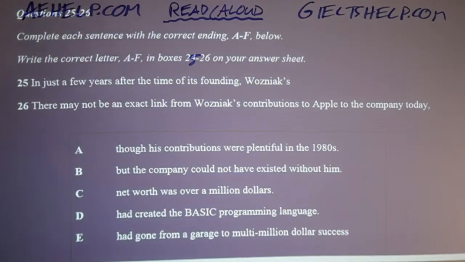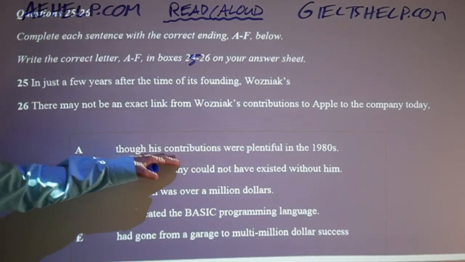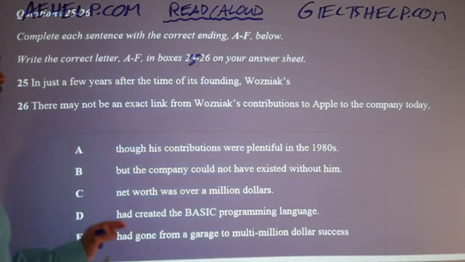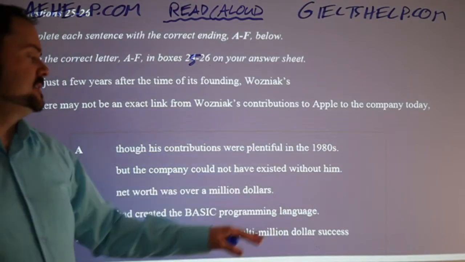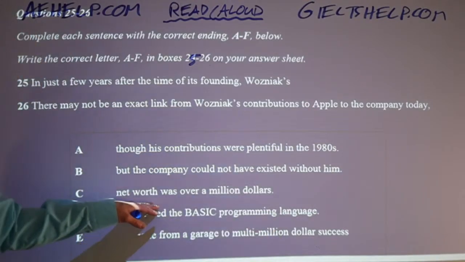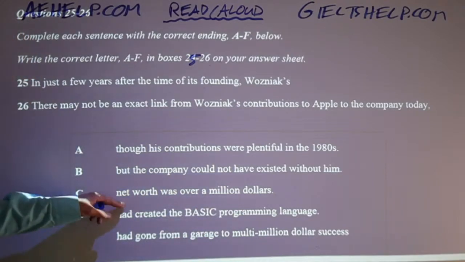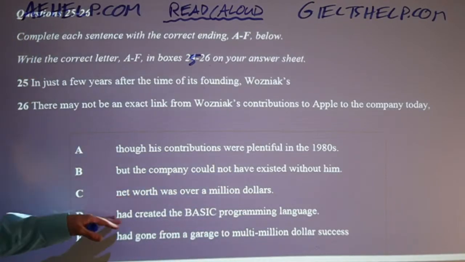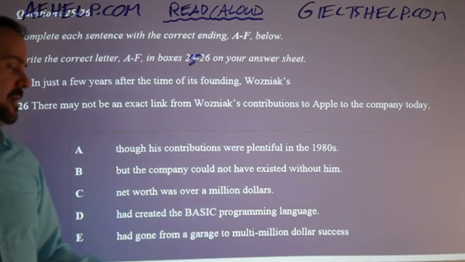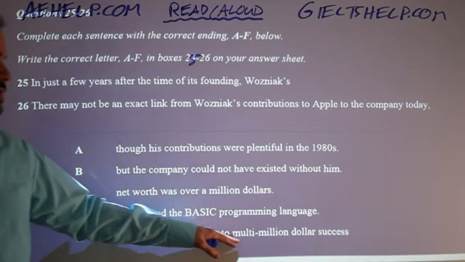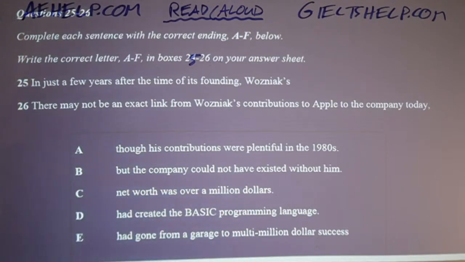So now I can read these. So though his contributions were plentiful, no. The company could not have existed without him. Net worth was over $1 million. That kind of looks good. That was what I was thinking. Had created the basic programming language, had gone from a garage to multi-million dollar success. I think the best answer for 25 is C.